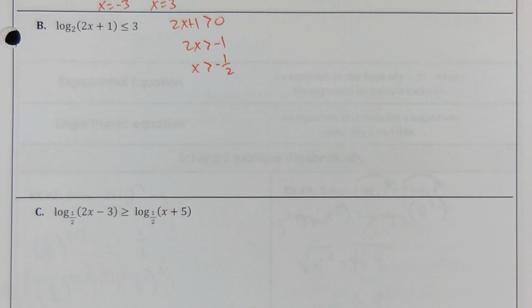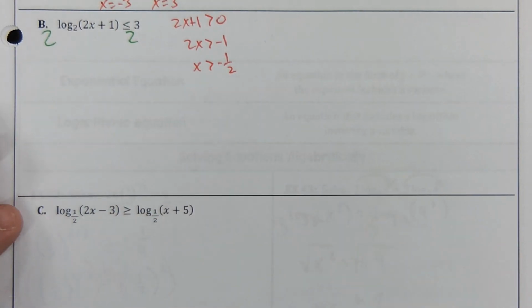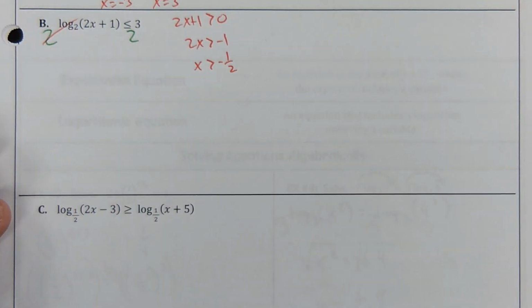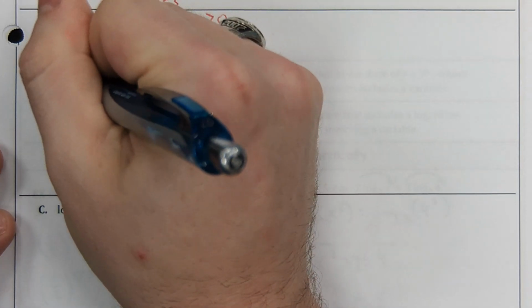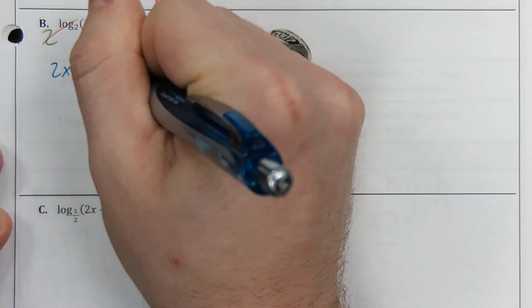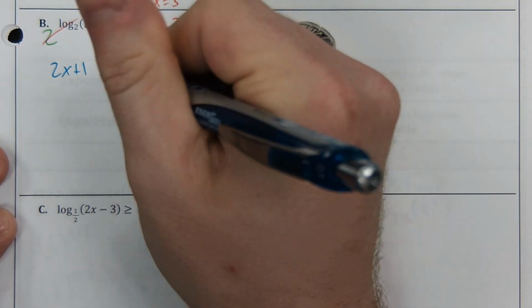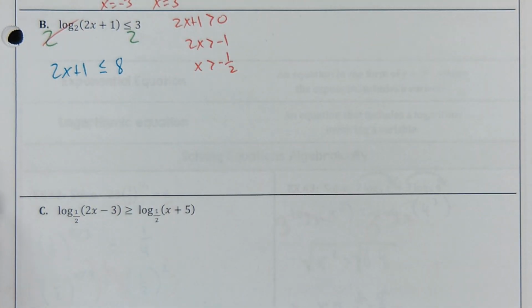Adi, you made a weird face when I said that. You okay? Okay. Let's work it out. Let's cancel the log base 2 with an exponential base 2 on both sides. Two to the third is 8.